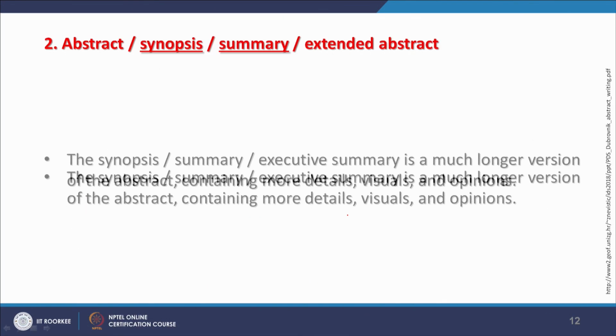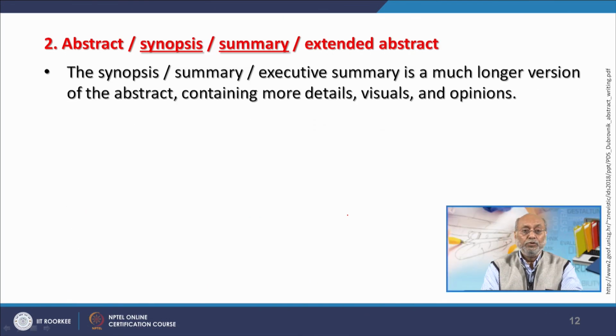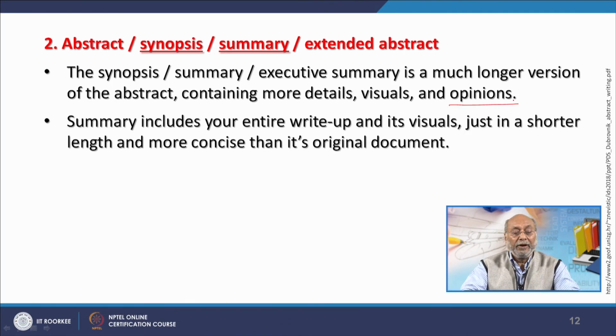Now, another term which is used, and this summary word is more or less quite close to, some people also use the words executive summary and synopsis. So, it is a much longer version of the abstract containing more details. Visuals means figures, charts and maps, and opinions. This is the freedom you have in the case of a summary, synopsis or executive summary, that you can also express your own opinion about certain work which has been done.